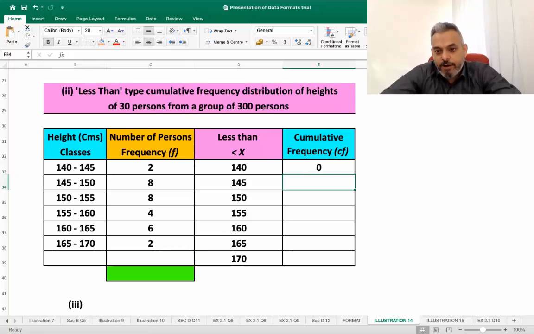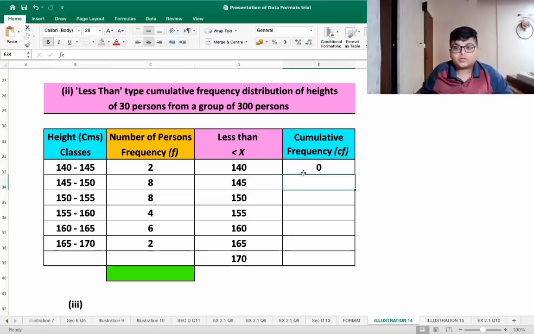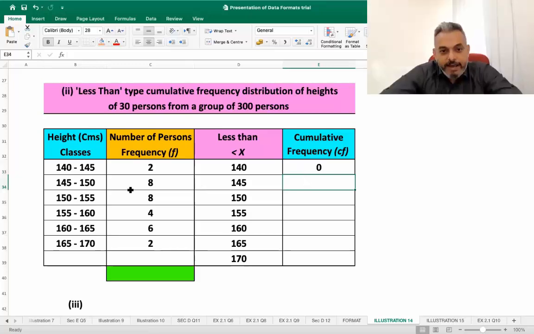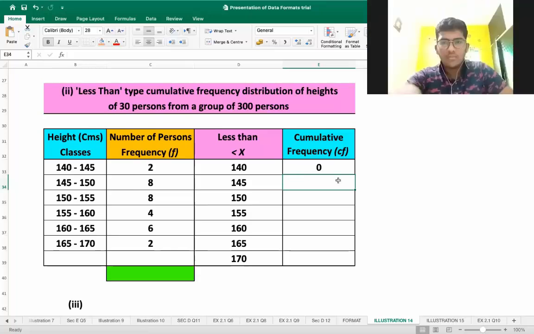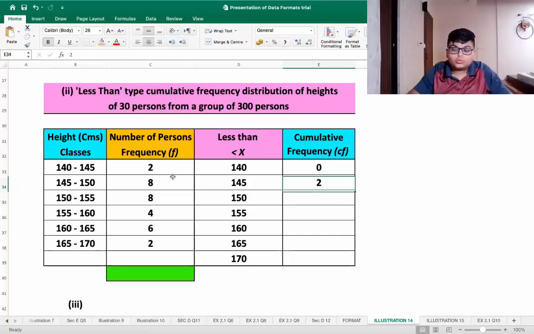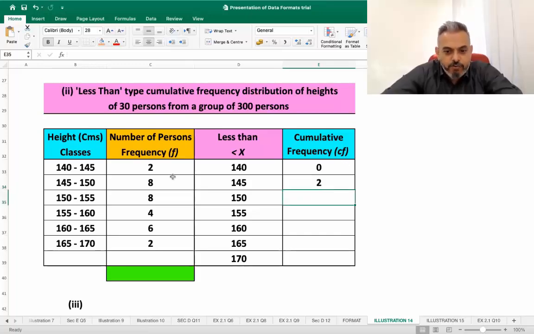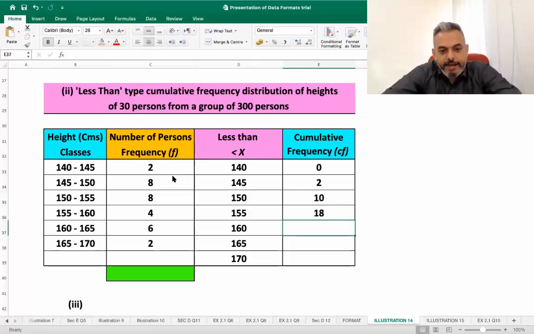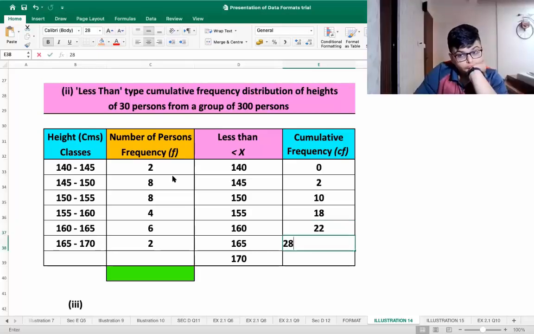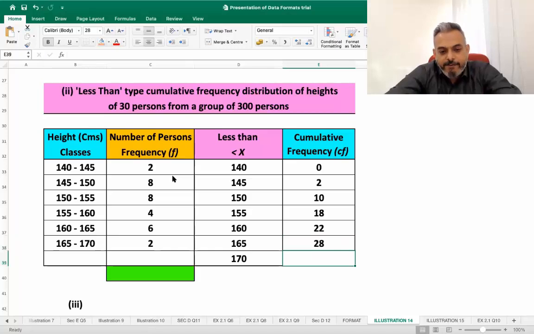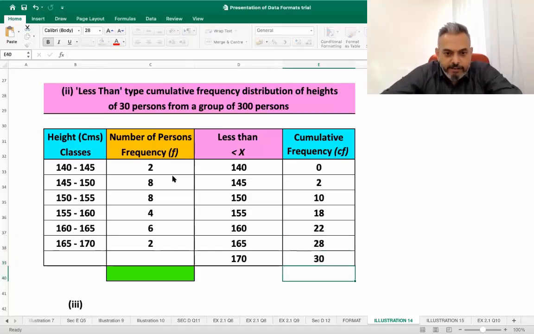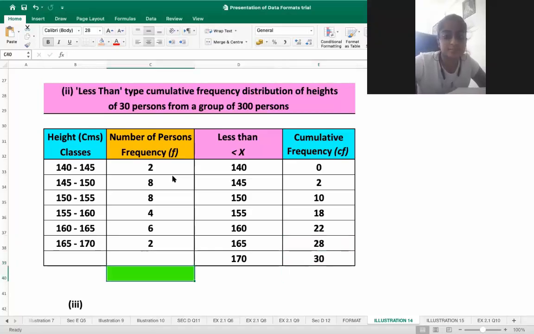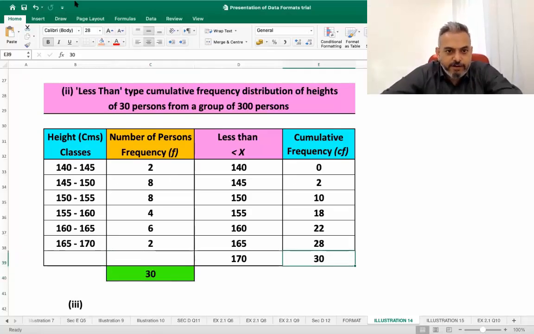Did everyone understand how zero came? Any doubt? Yes, sir. Okay, next, what will we do? Less than 145, so 140 to 145, that is 2. 8 plus 2, that is 10. 10 plus 8, 18. 18 plus 4, 22. 22 plus 6, 28, and 28 plus 2 is 30. This 30 over here is also the total 30, and this 30 should match.